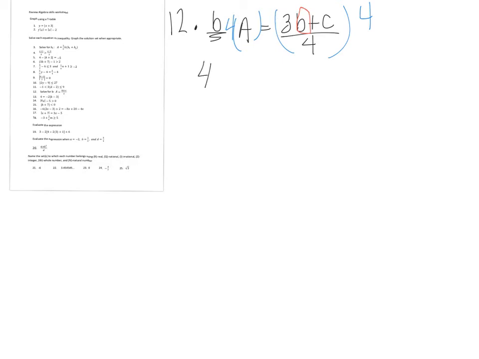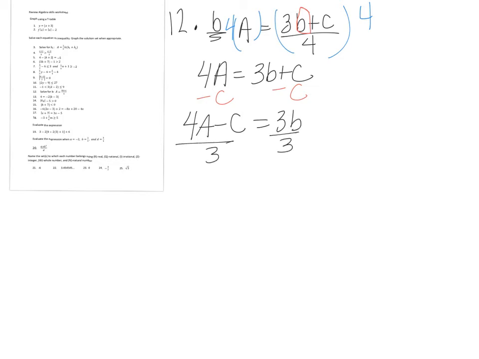We have 4a equals 3b plus c. Subtract c from both sides: 4a minus c. A and c are not like terms, so you can't combine them. Equals 3b, and divide by 3. So b equals 4a minus c divided by 3.